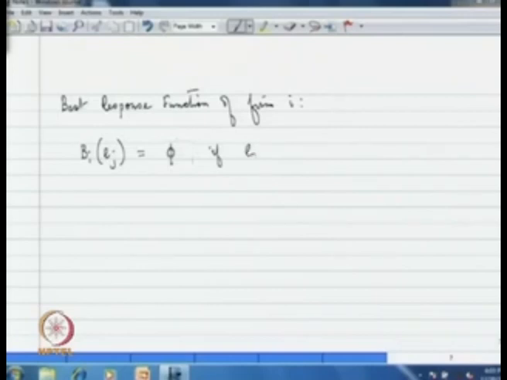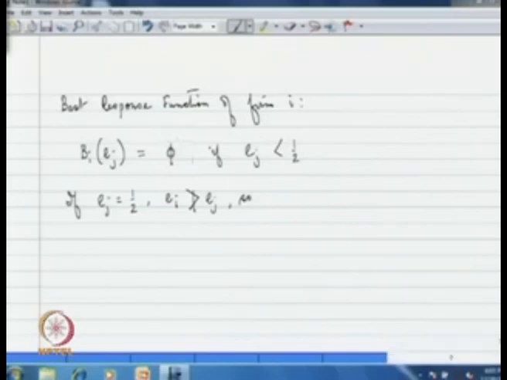If EJ is less than half, right? So, this is one case, if EJ is less than half. If EJ is equal to half, then what happens? If EJ is equal to half, remember in that case EI cannot be more than EJ, because the highest value that EJ can take is half. So, what player I can do in this case is make his expenditure equal to EJ.